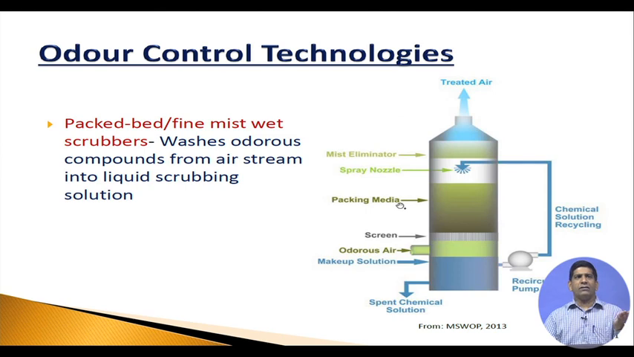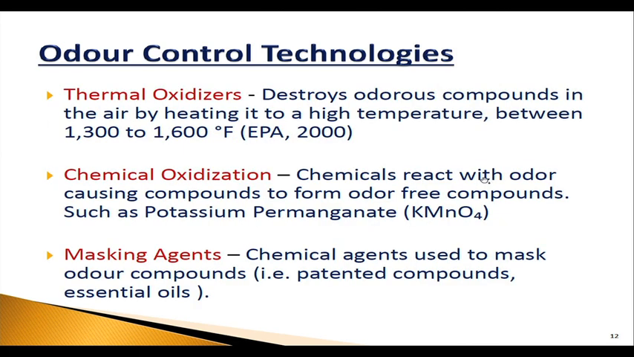The packed bed wet scrubber washes odorous compounds from the air stream into a liquid scrubbing solution. Here you have the makeup, this is your spray, chemical solutions coming in, and packing media. The makeup solution is spent chemicals, and there is a screen over there. This is the recirculation tank, and this is the packing media. The foul odor-carrying gas goes into the system, passes through all these different steps, and then you have the treated air coming out.